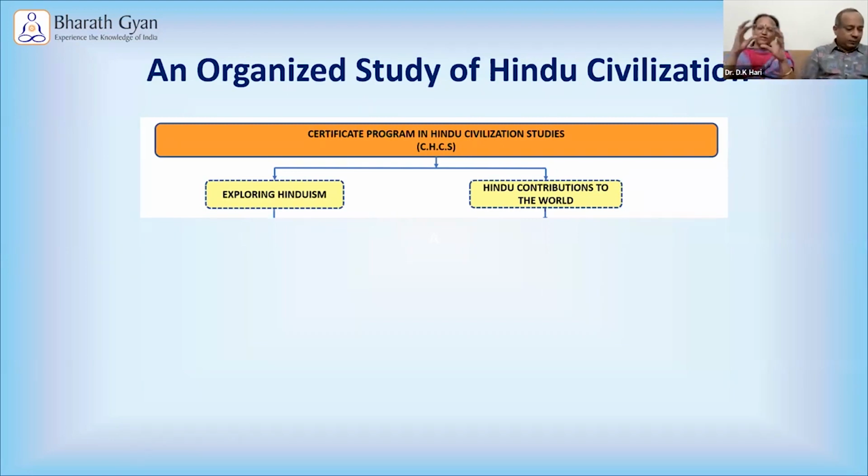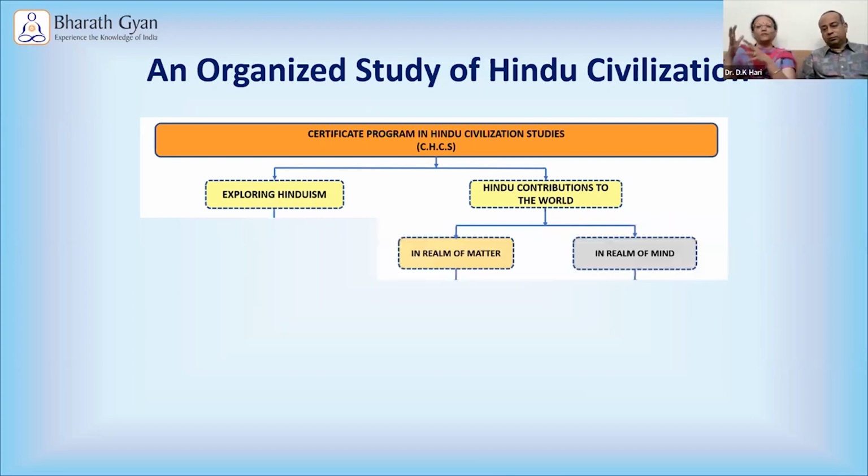The university has decided to put it up as a certificate. And in this, we will be looking at two aspects, like we said, who we are and what we have done. Because the how and what are the bridging aspect. So the who we are, we call it the Exploring Hinduism series. And then the Hindu contributions to the world, both in the realm of matter and in the realm of mind. That is the hard as well as the soft things that we have given the world. The sthula and sukshma of it.